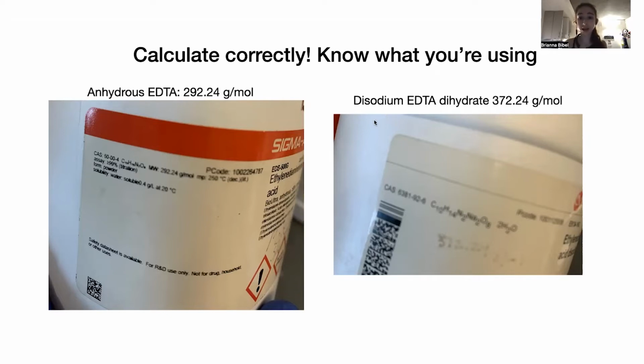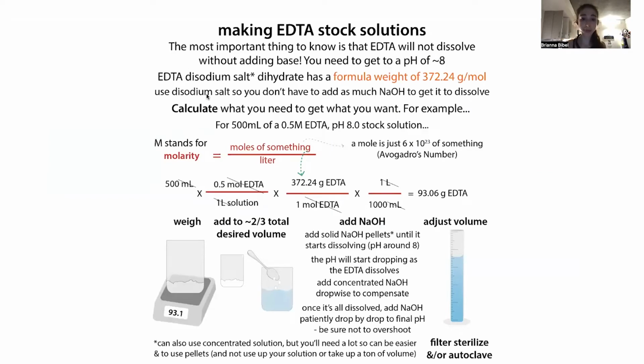So when we're calculating, if you're starting from this salt, you want to use this number. And if you're starting from the anhydrous, you want to use this number. But again, it's better to start from this disodium salt. It's going to make your life a lot easier. But if you don't have it, then you want to use what you do have, and then you need to use the appropriate formula weight.